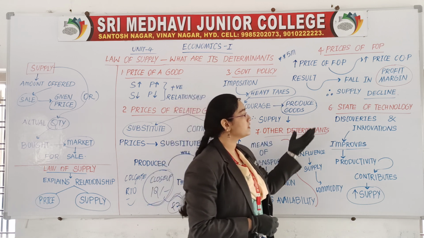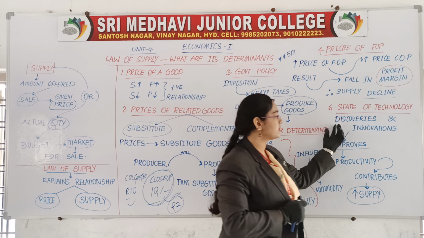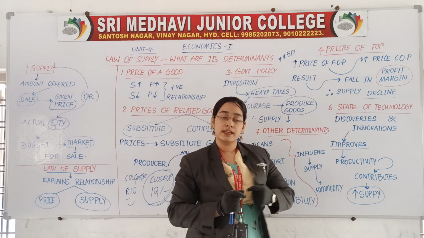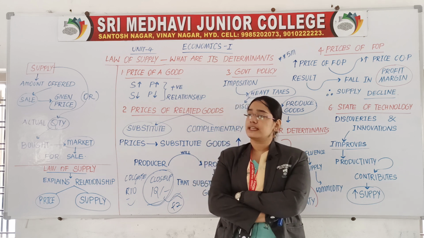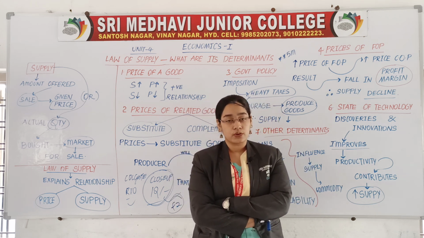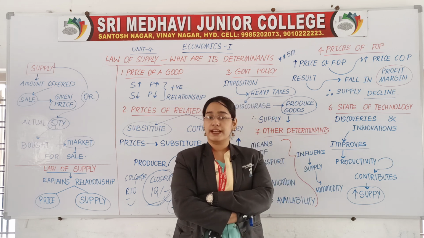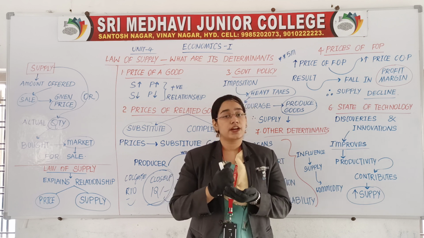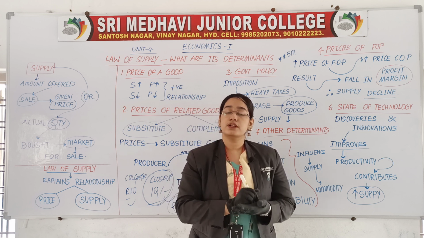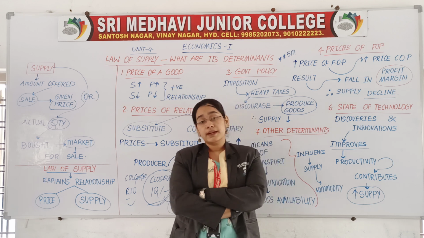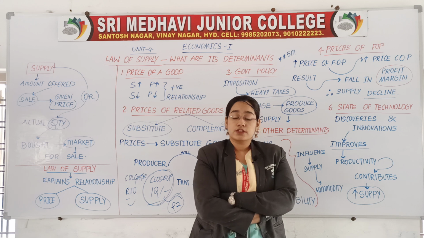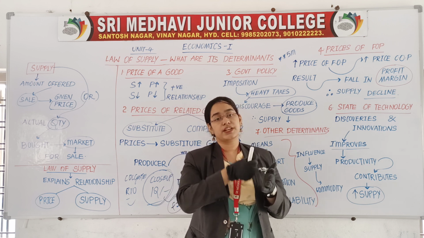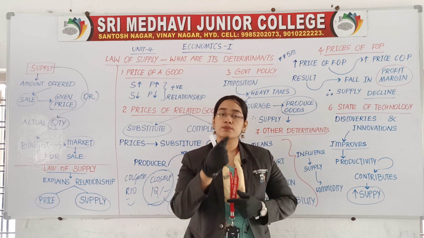Coming to the next, the 6th point, state of technology. Discoveries and innovations improve productivity, which contributes to an increase in supply. Yes, that is absolutely right. How? In previous days, we didn't have good technology, like mixers and grinders. Everything needed human effort. If you wanted to grind all chilies, pepper, etc., you had to do it by hand, and it used to take a long period of time. But now we have big machines. Because of discoveries and innovations, you have introduced the latest technology. We have mixies and grinders. Within a fraction of minutes, the product will be ground into a smooth paste, right?